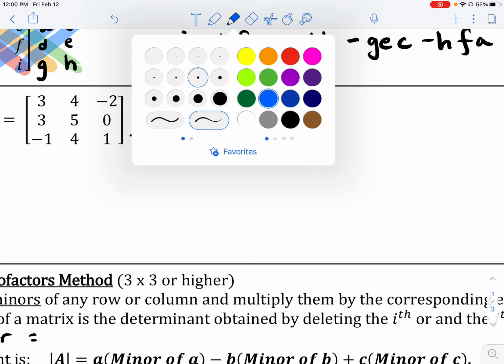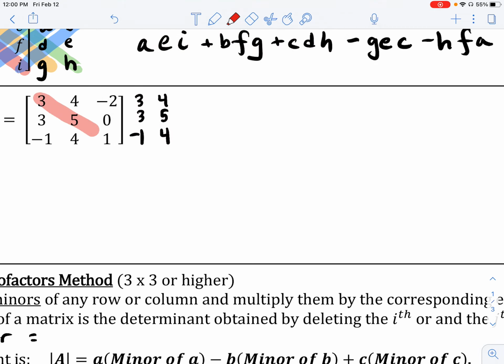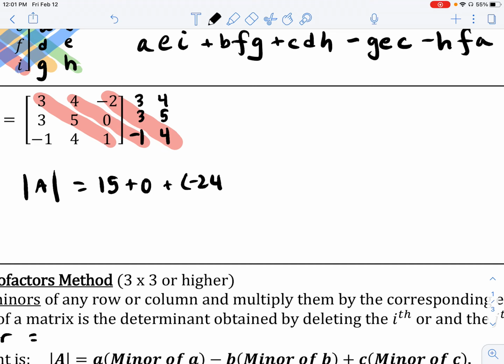So let's start with, and I'm just going to do this in red, these three diagonals here. So I'm going to find those three products. So let's start with 3 times 5 times 1. So we can just say that the determinant of this matrix is going to be 3 times 5 times 1, which is 15. 4 times 0 times -1, which is 0. And in the third diagonal, -2 times 3 times 4, that's -24. Okay? So I'm just going to go ahead and highlight these in red to show that those were the results of those products.